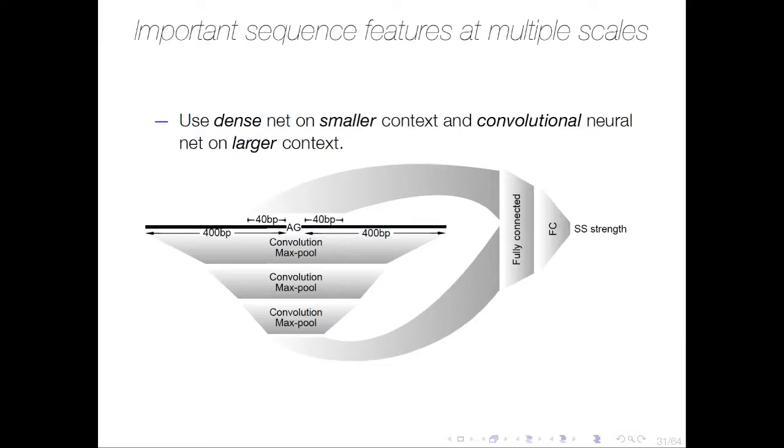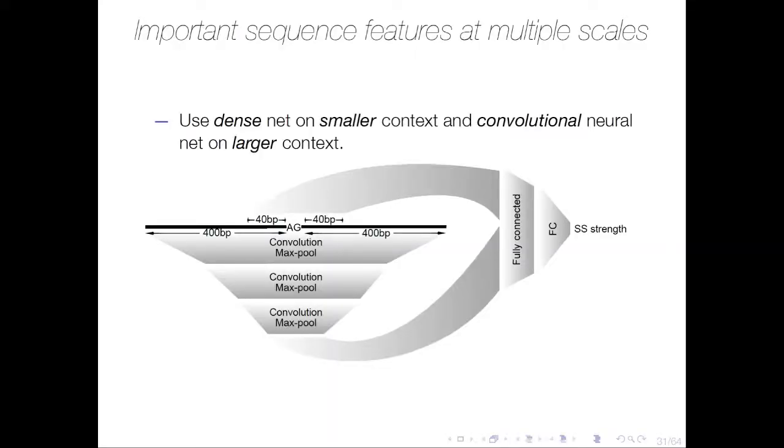The neural network that we use is designed specifically to take account of known splicing biology. In particular, we use a dense neural network on 80 base pairs around the AG. This is because we know that there are specific base pairs that are particularly important in that area, and that we shouldn't have translational invariance there. The position relative to the AG is very important.